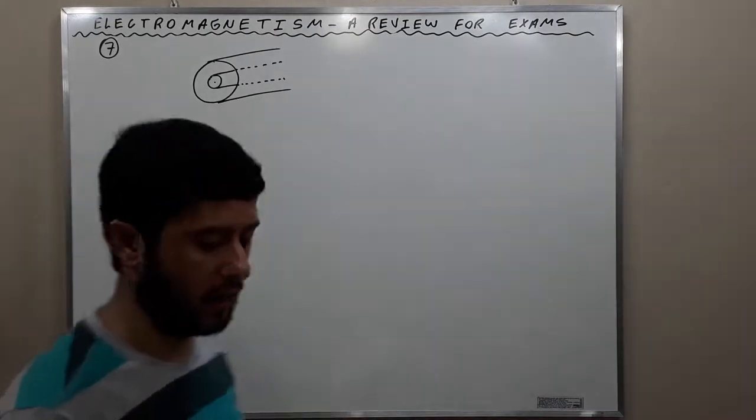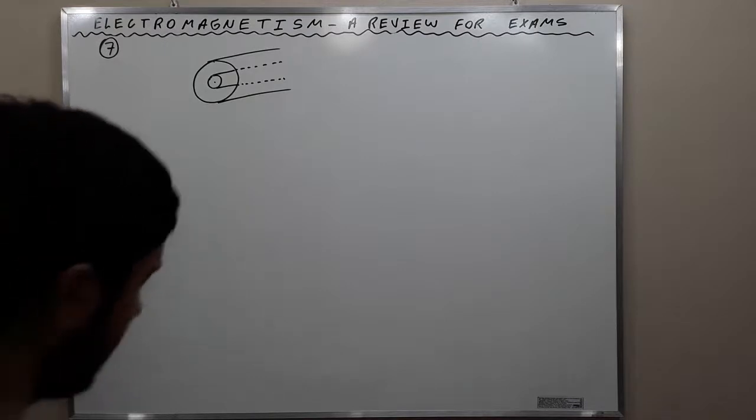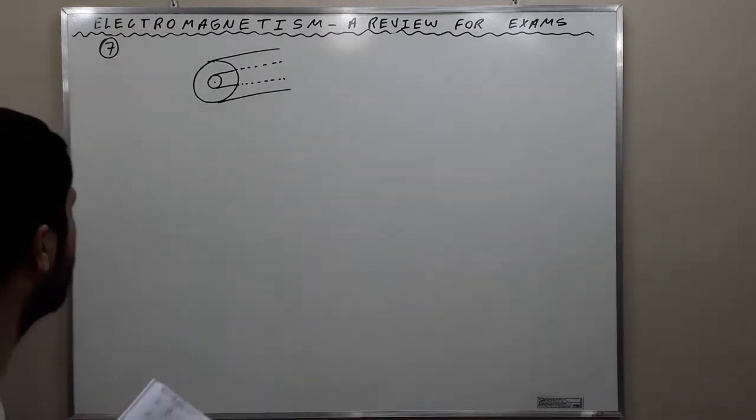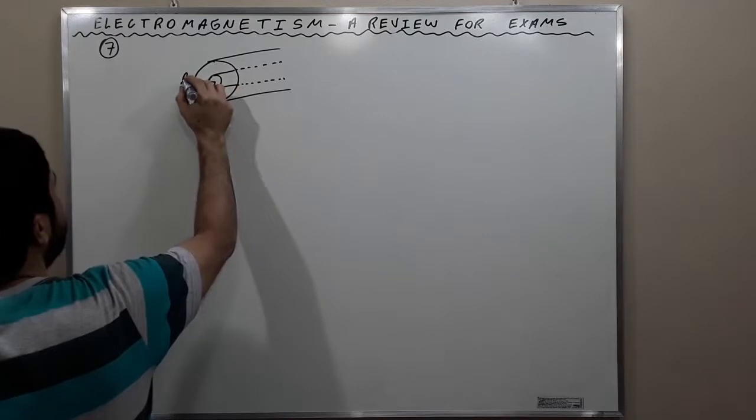Exercise 7: calculate the charge density, the electric field, and the flux density for the 50 centimeter coaxial cable having an inner radius of 1 millimeter and an outer radius of 4 millimeters. Assume the space between the conductors is filled up with air, and that the total charge on the inner conductor is 30 nanocoulombs. Okay? This is the configuration. The inner radius is A and the outer radius is B.